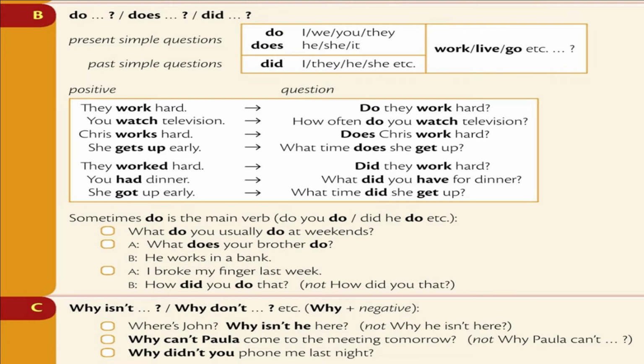Section C. Why isn't? Why don't? Etc. Where is John? Why isn't he here? Why can't Paula come to the meeting tomorrow? Why didn't you phone me last night?